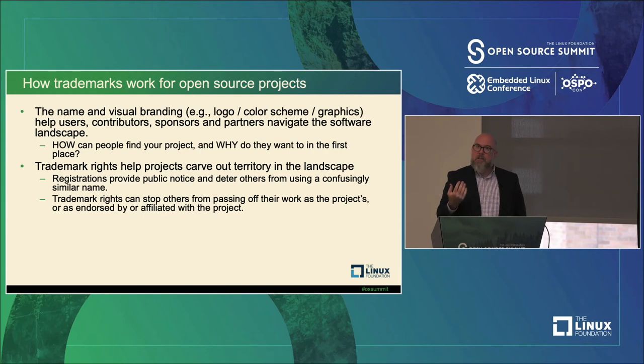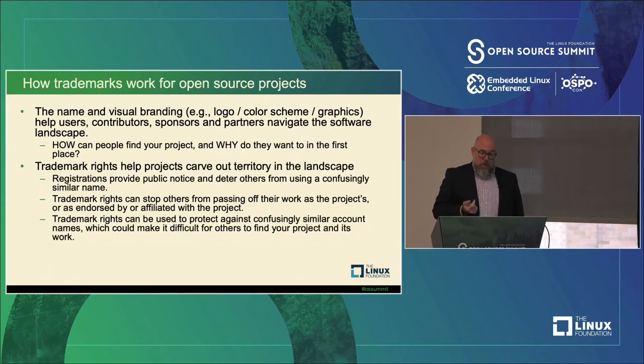But it also can help protect against downstream users of your project's code who have built a service on top of the project's code or have added things or are offering something slightly different. And then they may want to market themselves, and from the relevant consumer's perspective, it's not clear: is this the project? Are they affiliated with the project? Has the project endorsed them? Like, what's going on here? And that's inefficient for the marketplace, and trademarks help you prevent that type of activity.